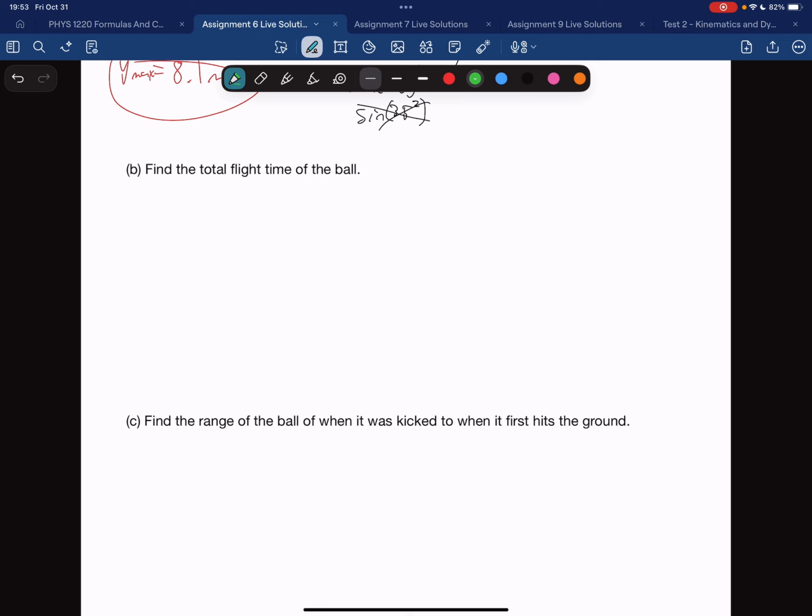Find the total flight time of the ball. So we're going to use our time equation, 2vi sine theta I over g. We get 2 times 22 times the sine of 35 over 9.8. And plugging that in gives us 2.6 seconds.